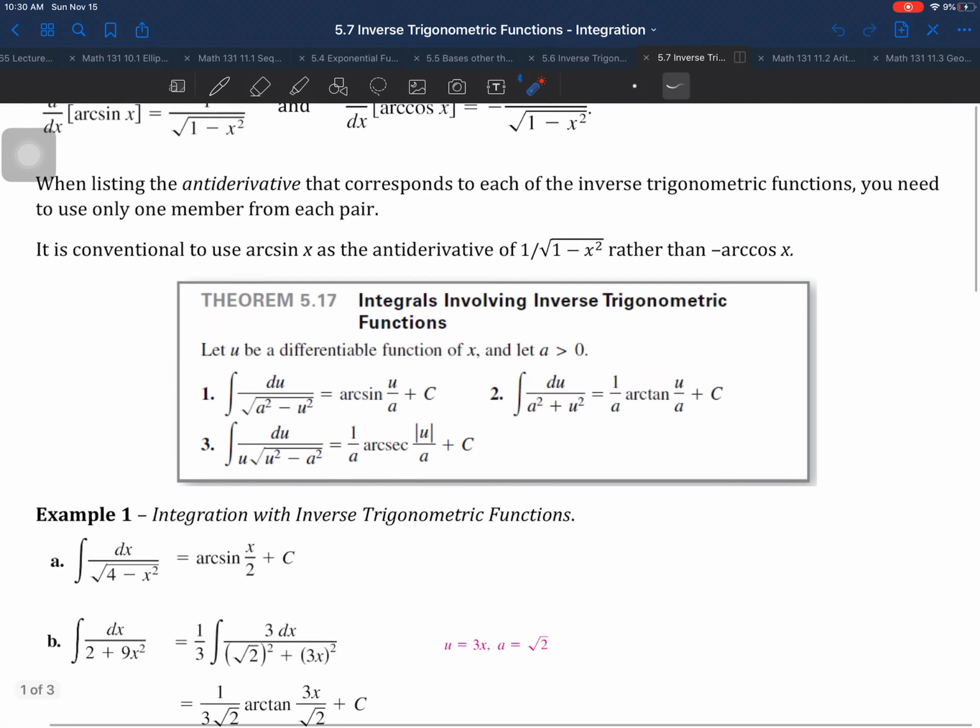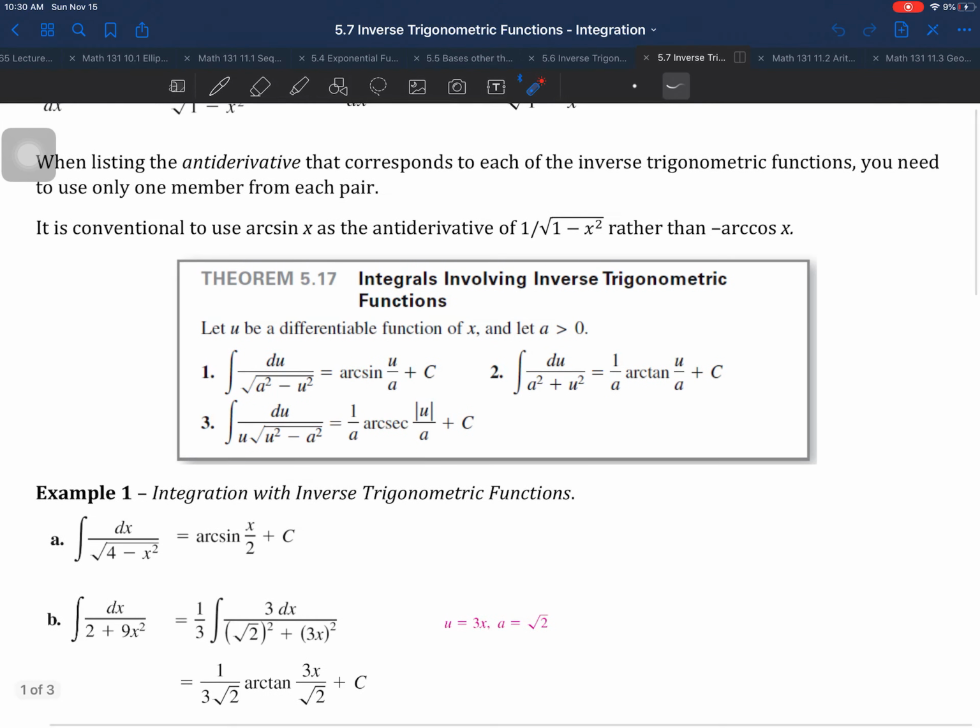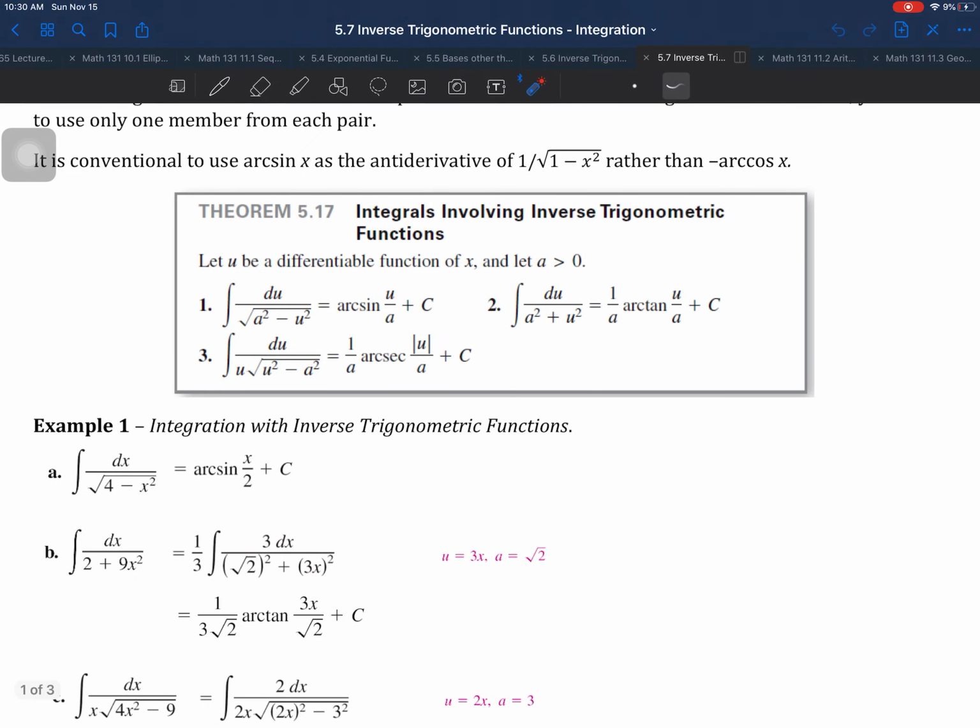That's why we're going to summarize the integration into 3 categories. The conventional use is the arcsine of x as the antiderivative of this form rather than the negative arccosine, because we know that we can always factor out a negative whenever we need it. So these are the rules that we're going to be using.